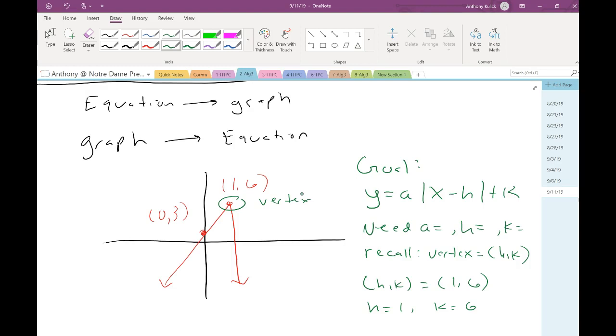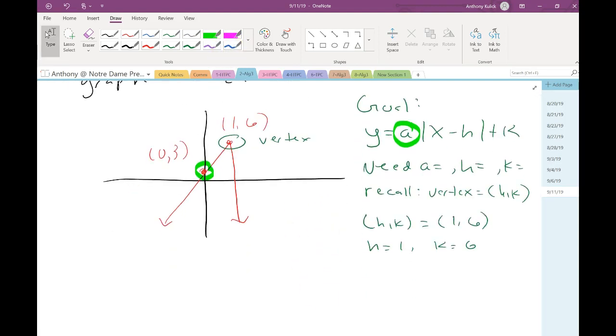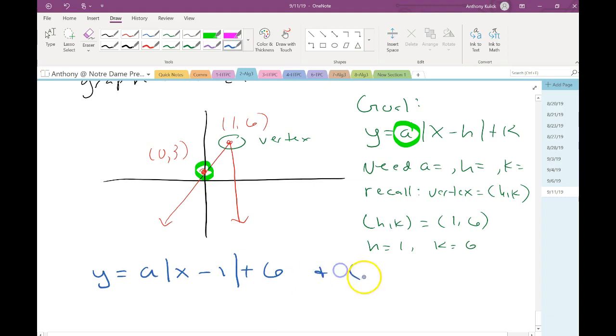Our last thing that we need to do, though, is get this value for A. We have yet to use this other point. That's the tool that I'm going to use to get my value for A. So let's write down where we're at. We figured out my value for H, and we figured out our value for K. And we have some point (x, y) that we know is (0, 3).